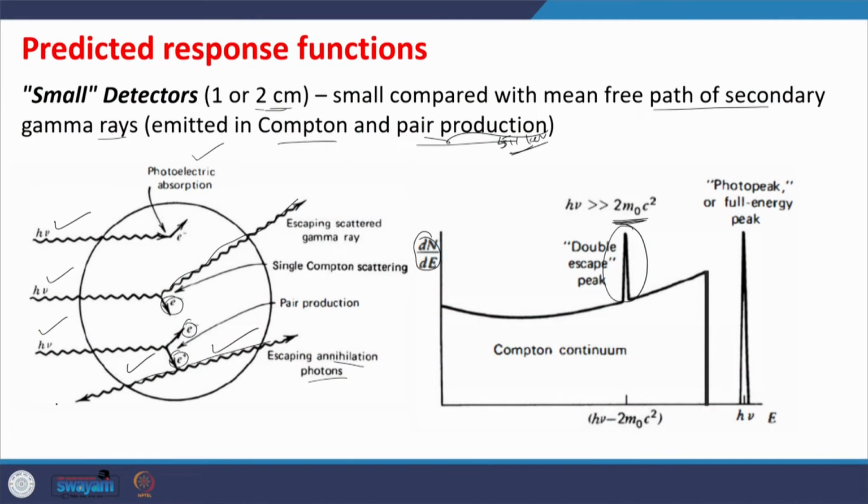So, in this slide if you see, two gamma rays are escaping, gamma 1 and gamma 2, whose energy is 511 keV, 511 keV. So, this energy you are losing. So, this double escape peak is at h nu minus 2 m naught c square.